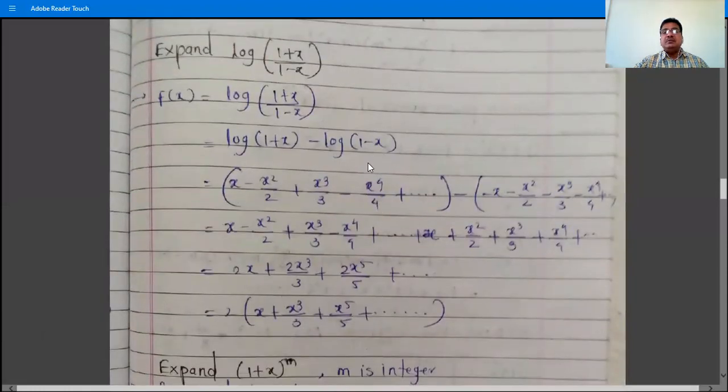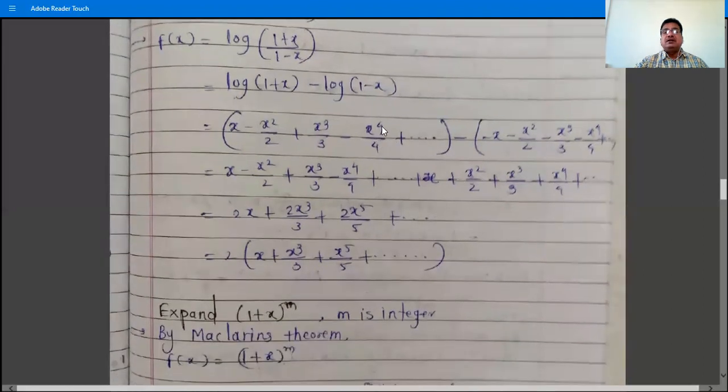And for the expansion of log(1-x), just replace x by -x in this. So we have this term is -x, and (-x)² is plus x², so it is -x²/2. Then this is -x³/3, and (-x)⁴ is plus x⁴, so minus remains minus. So this is the expansion of log(1-x), obtained by replacing x by -x in the expansion of log(1+x). So we have this. Then after the negative sign, all the terms become positive.